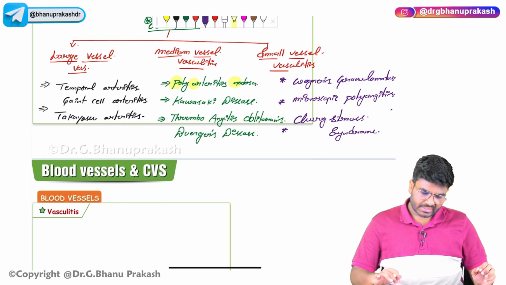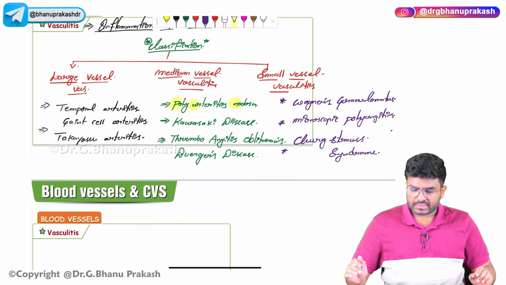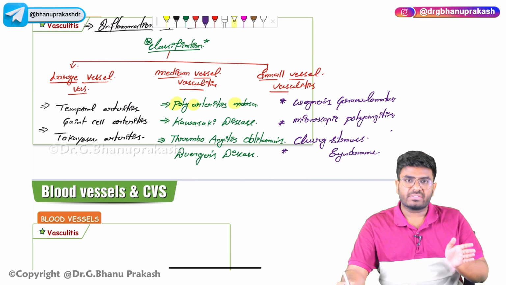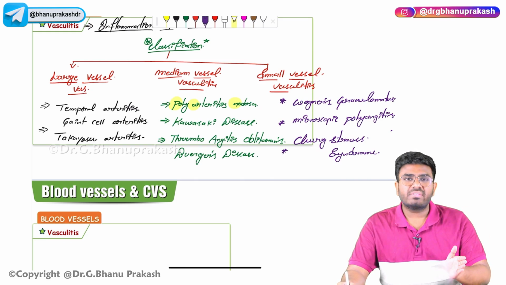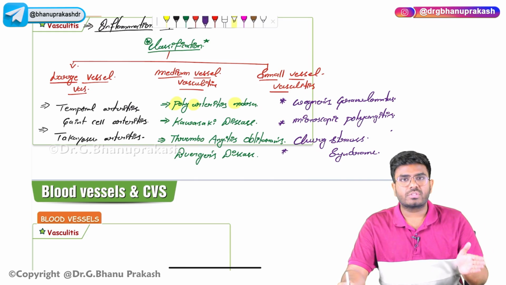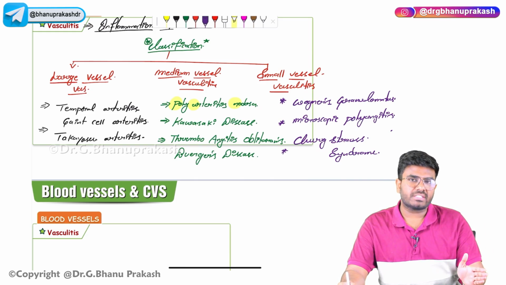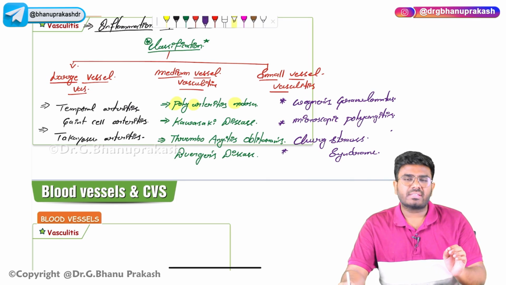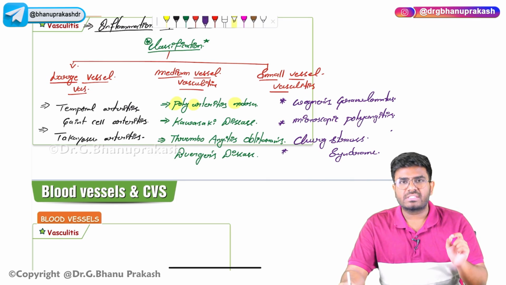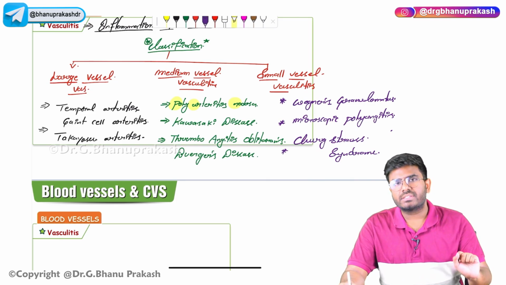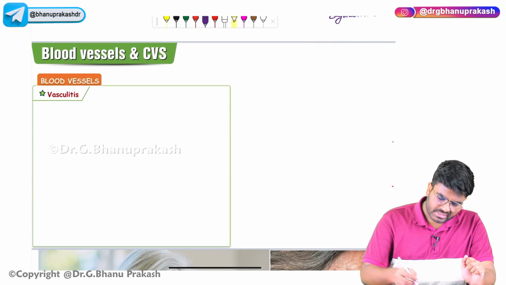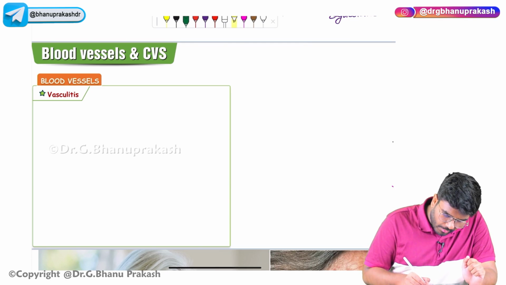So broadly, these are the types of vasculitis which I want you to know. There are 3 different types: large vessel, medium vessel, as well as small vessel vasculitis. Large vessel vasculitis includes temporal as well as Takayasu. Medium vessel vasculitis includes polyarteritis nodosa, Kawasaki disease, as well as thromboangiitis obliterans. And the small vessel vasculitis examples are Wegener's granulomatosis, Churg-Strauss syndrome, as well as microscopic polyangiitis.